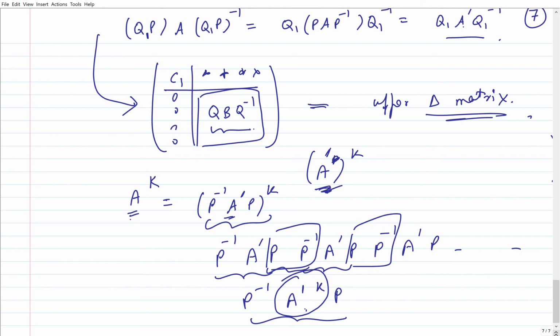So this helps me: instead of multiplying a complicated matrix k times, I can just consider this form, exponentiating the diagonal matrix and then putting in the change of basis. So this was all about diagonalization that we studied. We'll be doing something very interesting in the next lecture, very connected to diagonalization itself. Thank you.